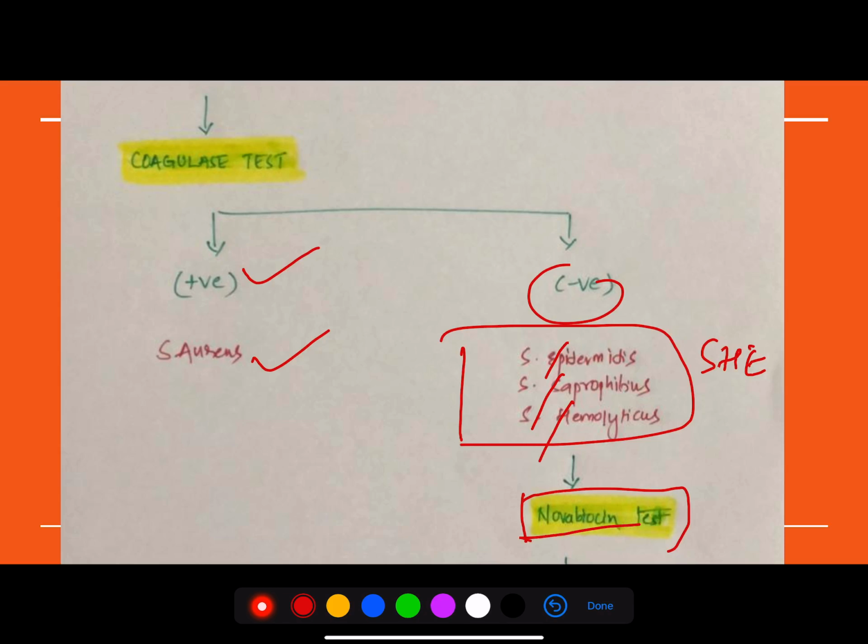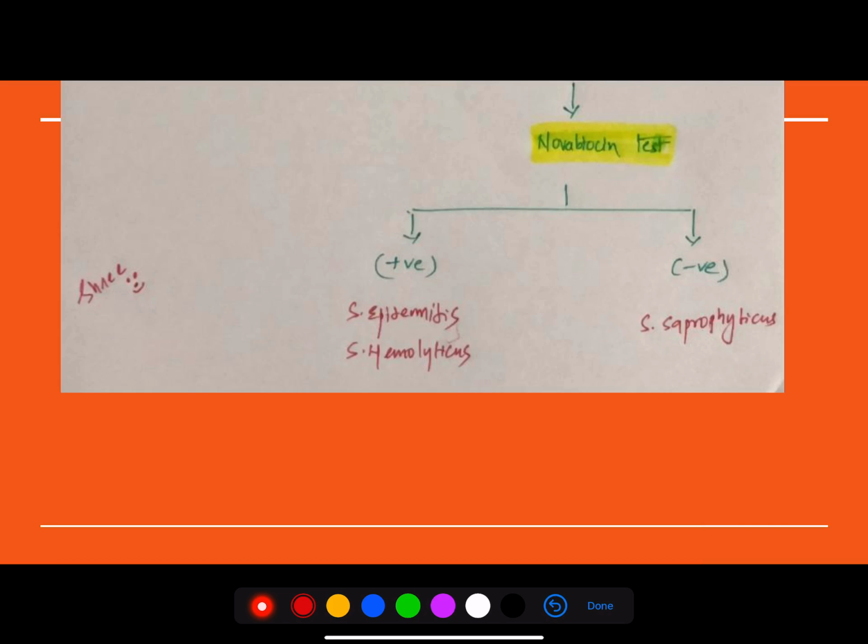Then you have to go for the novobiocin test to differentiate them. You're going to remove S from SHE. If novobiocin is negative, it is S. If it is positive, it is H and E.